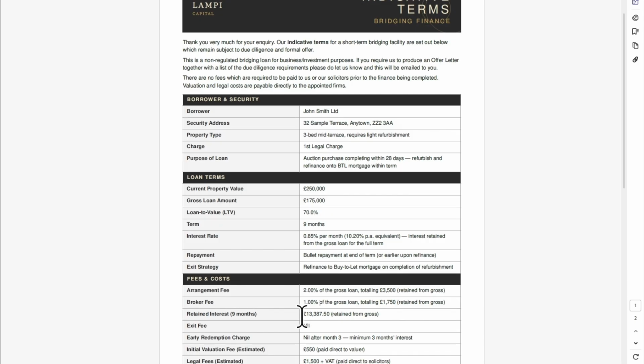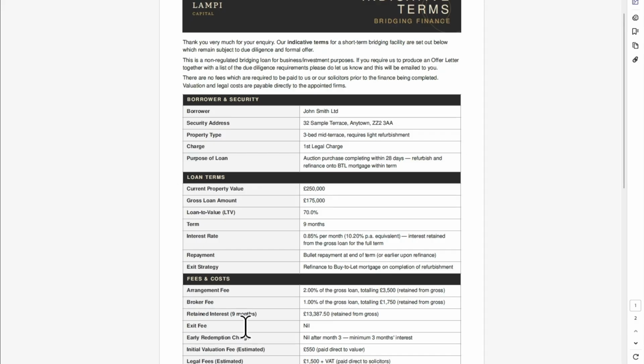The retained interest, again, this is the 13,387.50, is simply the loan times by the interest times by the amount of months that you're looking to do. Then the exit fee, so in this example, there is none, which is getting more and more common in bridging finance. A few lenders still do charge an exit fee, but mostly they're on the more niche, expensive side of things.